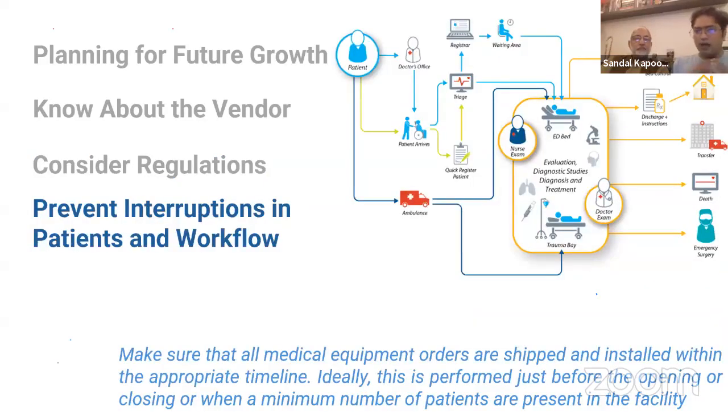Then whenever we are planning the equipment, the timelines have to be such that when the equipment is coming into the hospital for installation or calibration, it should not interrupt my patients and workflow. So the timings are very important. We have to make sure that all medical equipment orders are shipped and installed within the appropriate timeline. The hospital has to be functional and operational while the expansion is also happening at the same time. In project management, these are very important.